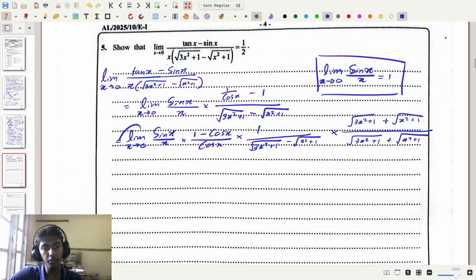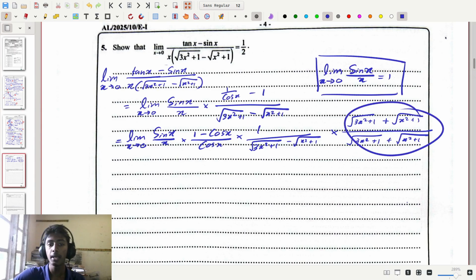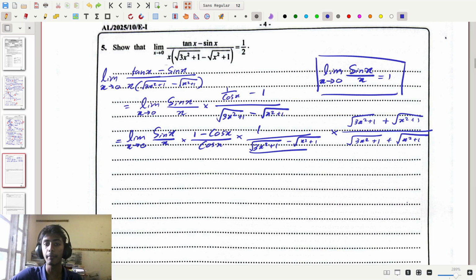Since when the limit of x approaches 0 is applied to this thing here, it's not equal to 0 divided by 0, there is no problem with multiplying by this thing. But now if we multiply by this thing, we see that something interesting happens. The top is going to remain as this part, but the bottom is going to be the difference of squares of this part and this part, which is going to be the square of this thing, which is 3x squared plus 1, minus the square of this thing, which will be x squared plus 1.